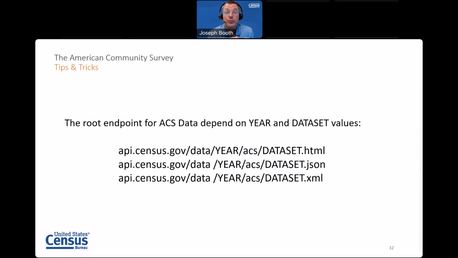So for ACS, our API structure is in this format. You have the root API, you have a year variable, which can be any year from 2005 all the way to 2023. And just a note, if you are looking for data from 2005 to 2010, it is only available in the API, so you have to use the API to access that data. So for this, you'll substitute a year value and a dataset value. That dataset value can be either ACS1 or ACS5.